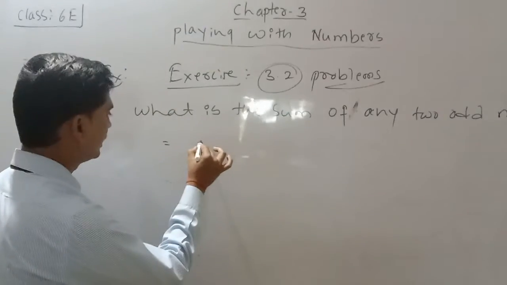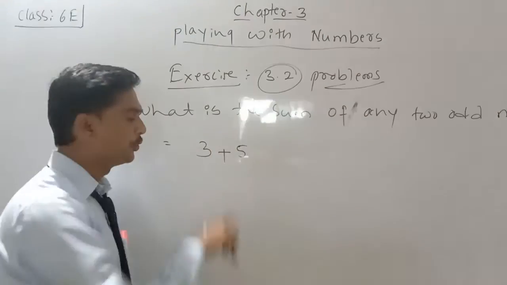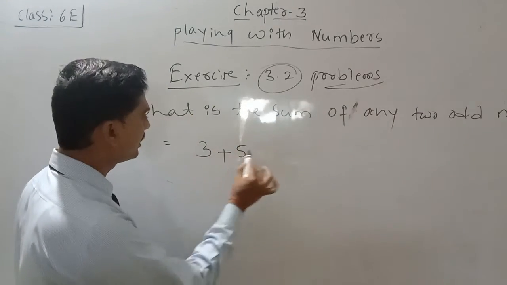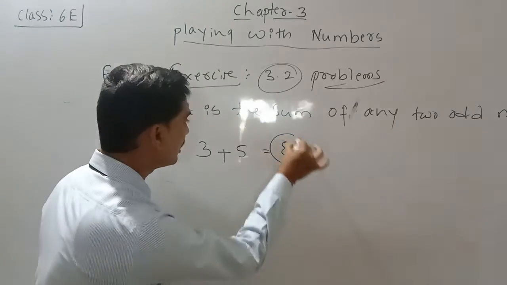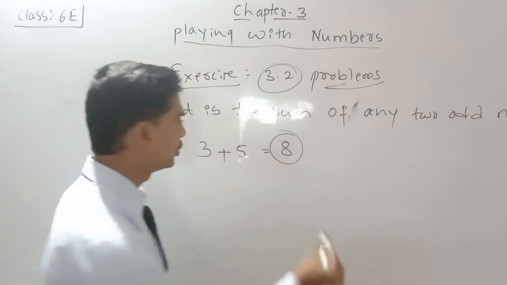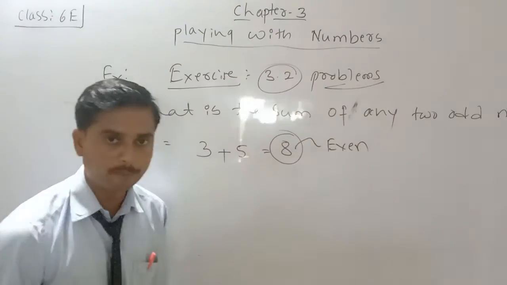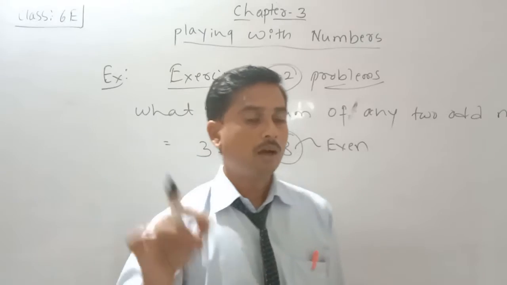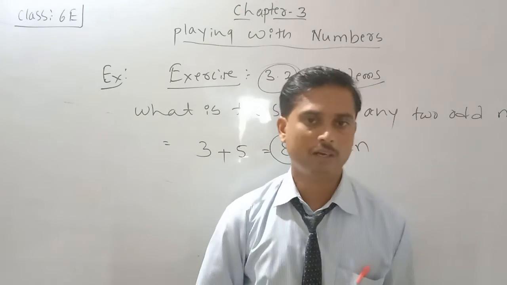Okay, now let us discuss 3 plus 5. 3 and 5 are odd numbers. Then you should find the sum of 5 and 3. How much? It is 8. Is 8 an odd number or an even number? Sir, absolutely even number, sir. Then you should think the sum of two odd numbers is an even number.